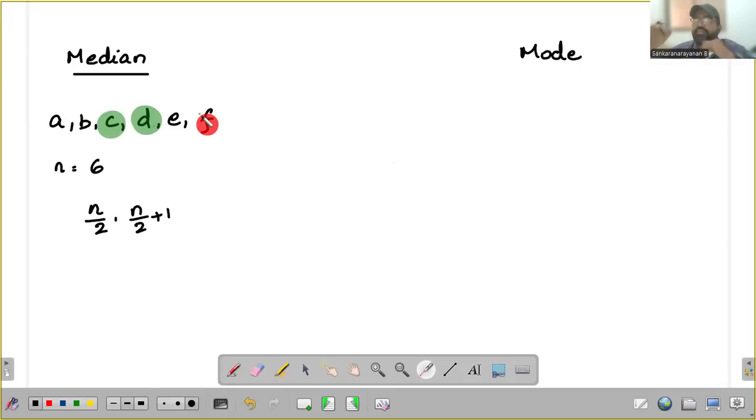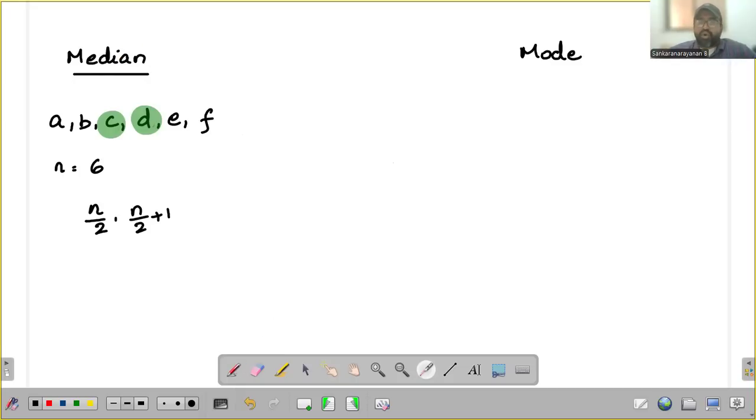So first you arrange them in the ascending order or in the descending order. If the number of observations is even, you find the n by 2th observation and the next observation. Here, 6 observations are there. 6 by 2 is 3. You locate the third observation and the fourth observation. After arranging all these observations in the ascending or in the descending order, you just take the arithmetic mean of these two observations. That is going to get you the median.